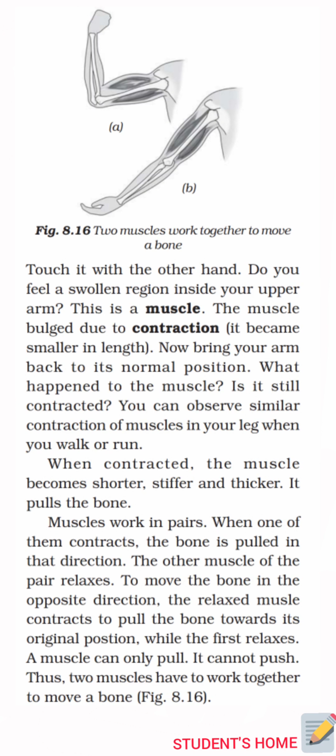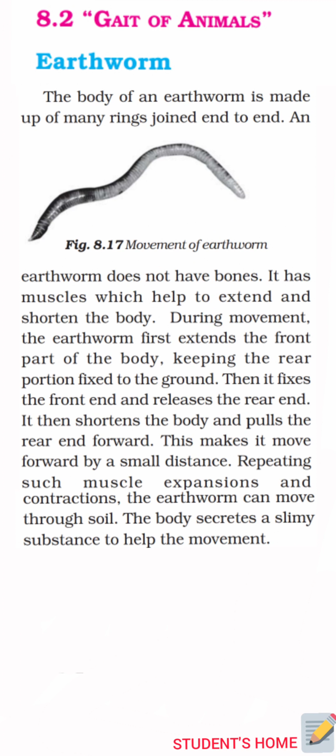The relaxed muscle contracts to pull the bone toward its original position while the first muscle relaxes. A muscle can only pull, it cannot push. Thus, two muscles have to work together to move a bone. Now students, we will move to the next topic, that is gait of animals.